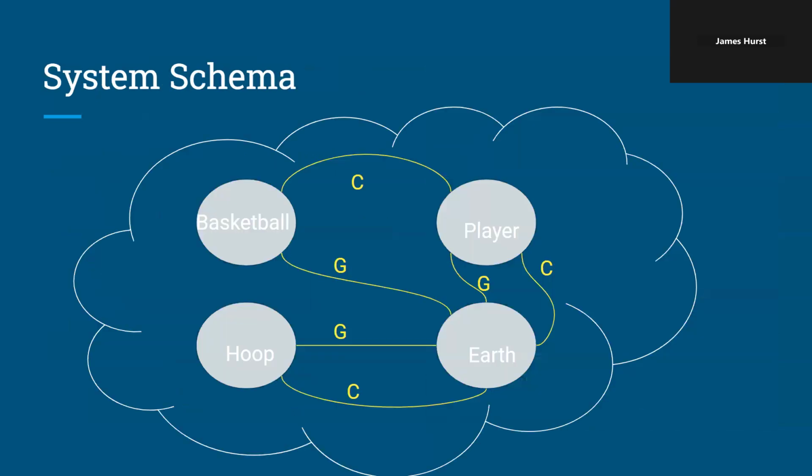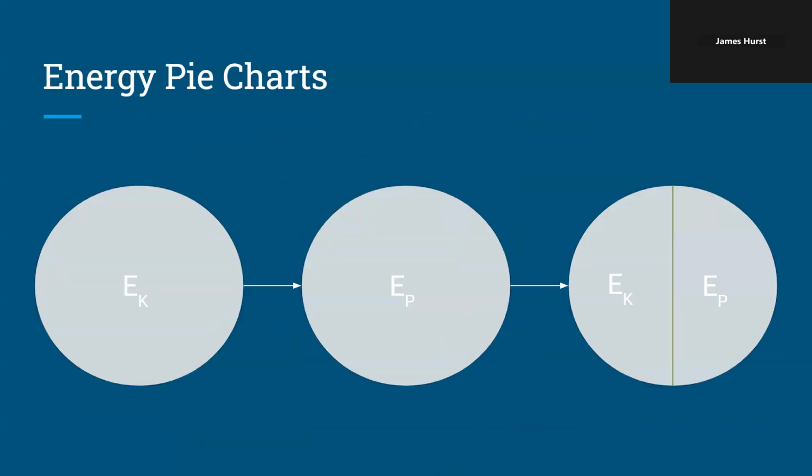And so here's my system schema. The little cloud around it is supposed to be a dashed line indicating that the whole thing is in the system, with the system including the hoop, basketball player, and earth, with contact and gravity being represented by C and G respectively, and how they correlate with each other.